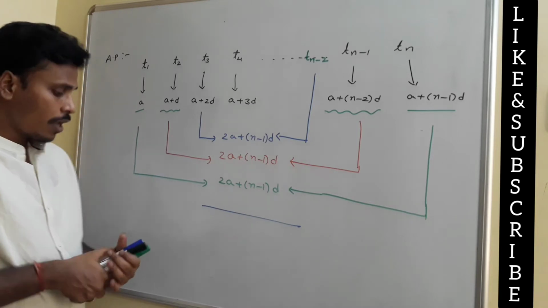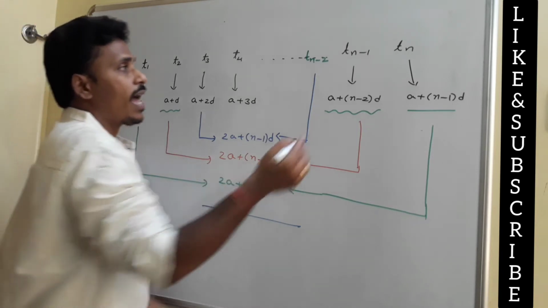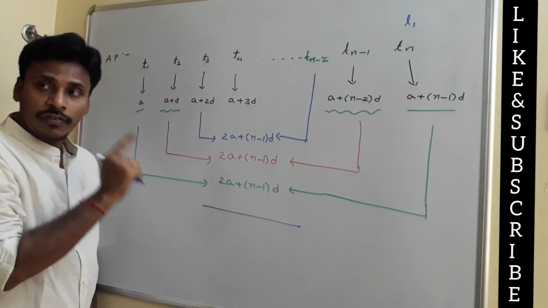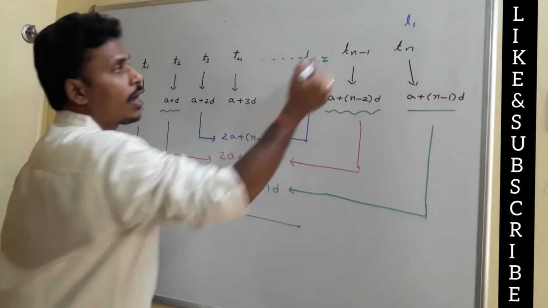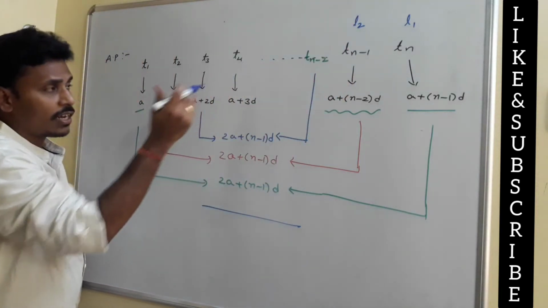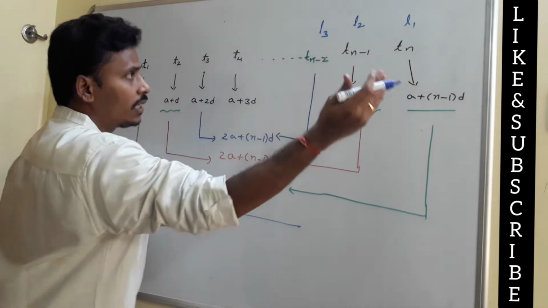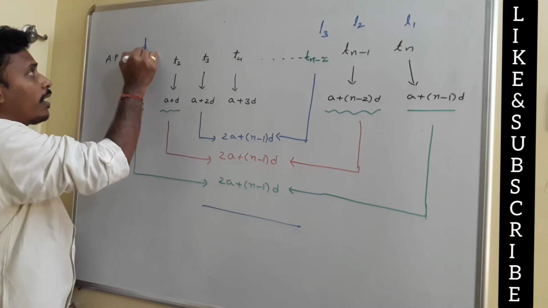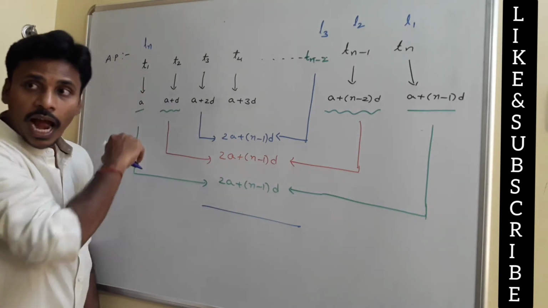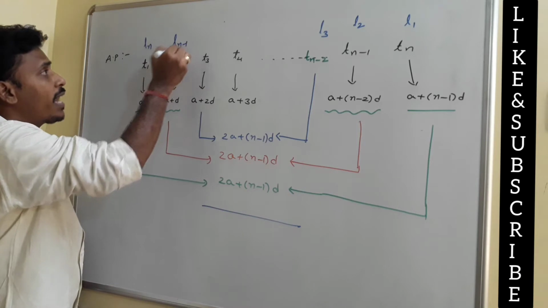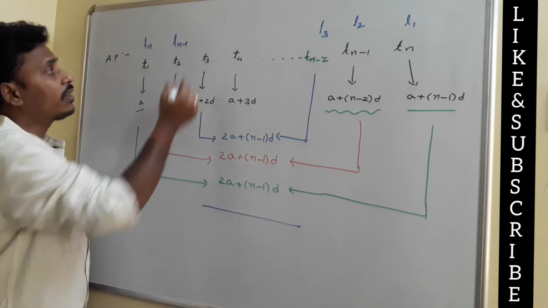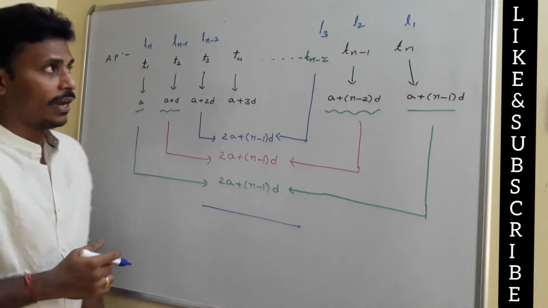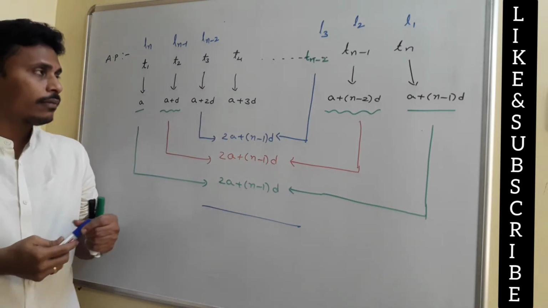And suppose you mark this nth term as the first term from the end, I am marking it as L1, first term from the end, and this as L2, second term from the end, and this as L3, third term from the end. If you continue like that, then this Tn will become the nth term from the end, and its previous term will become the n minus 1th term from the end, and this T3 will become Ln minus 2, the n minus 2th term from the end.